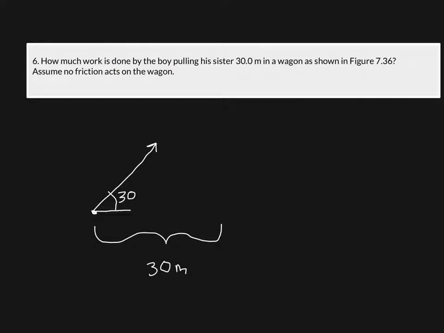I've recreated this picture for us below, and we can see that this boy is pulling on this wagon at a 30-degree angle from the horizontal, and they're going to move a total distance of 30 meters. To figure out how much work is done, I first need to know the definition of work. Work is defined as a force times the distance that we move times the cosine of the angle between that force and that distance. I've actually been given almost everything that I need.